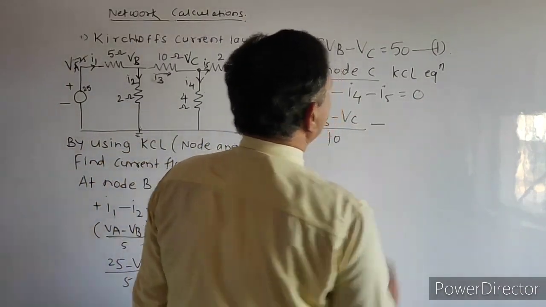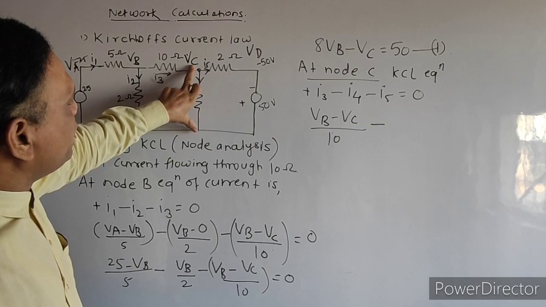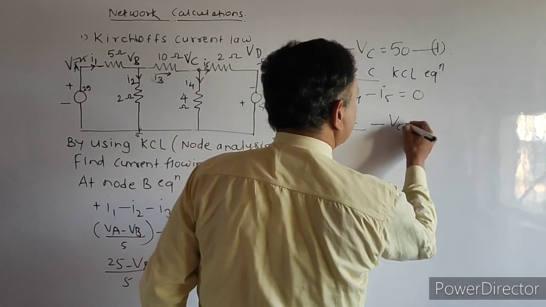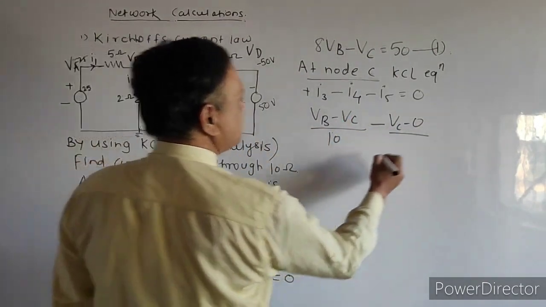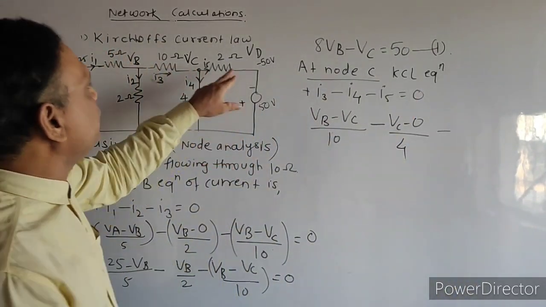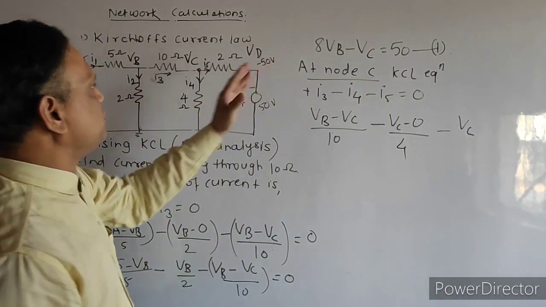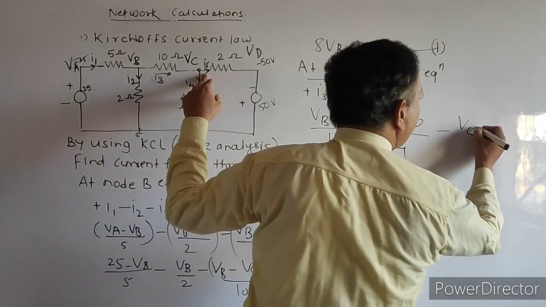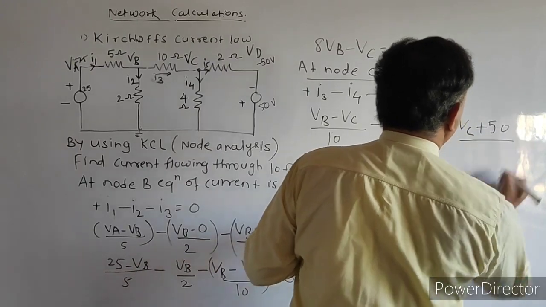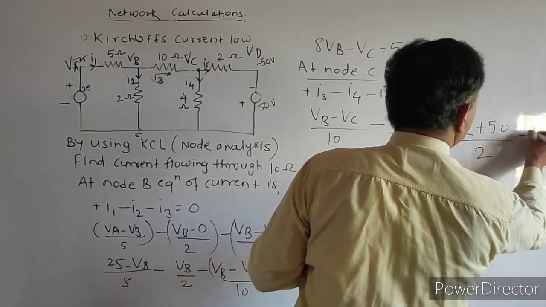Now what is our I4? Since it is in parallel, the voltage difference will be calculated between these 2 points, because these are the 2 ends of the resistor. So this will be VC minus 0 upon 4, and again minus I5. So what is I5? I5 is this, that is VC, we are considering from this side. So VC minus of minus 50, so it will become a plus 50, and this will be upon 2 ohms, right? This resistance is 2 ohm, so this is 0.